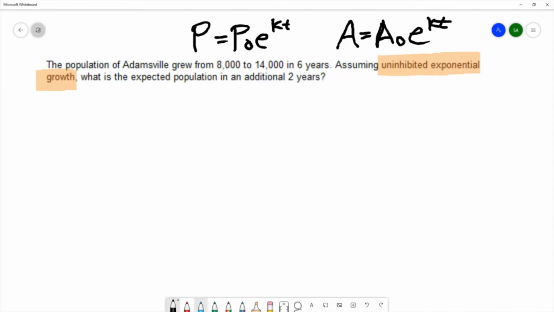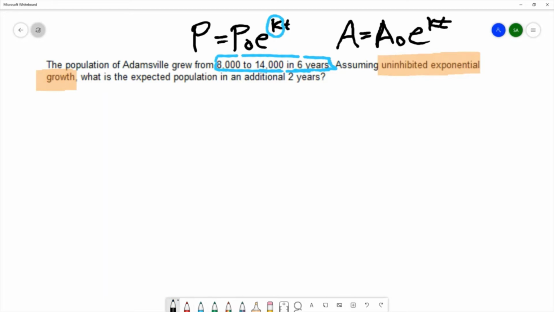And in the first sentence, it states that the population grew from 8,000 to 14,000 in 6 years. With just this bit of information, we're going to be able to find k, which stands for the growth rate in this problem. Maybe it's a good idea to start with that.